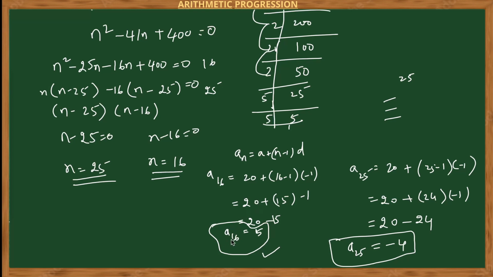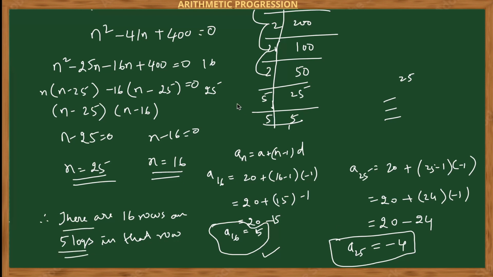So we can say that in the 16th row there are 5 logs. Hope this is clear, students. Therefore there are 16 rows and 5 logs in that row. So this is our answer.